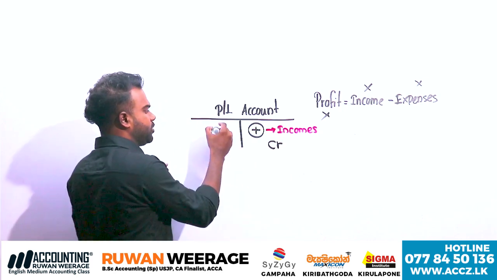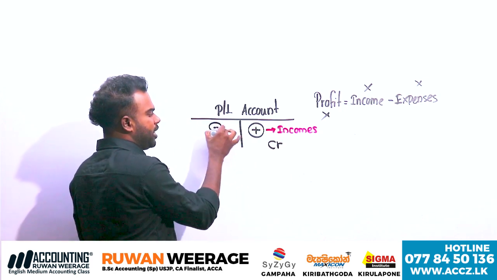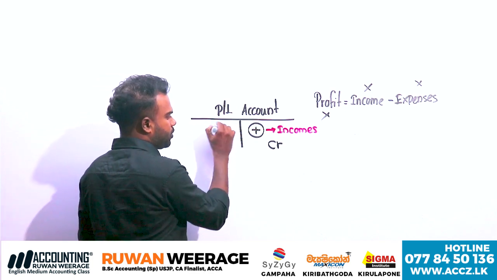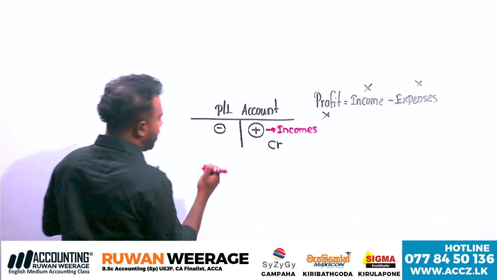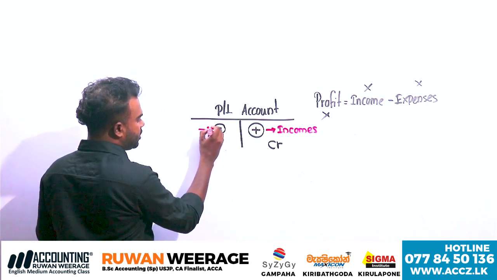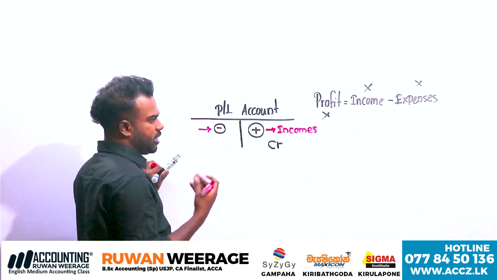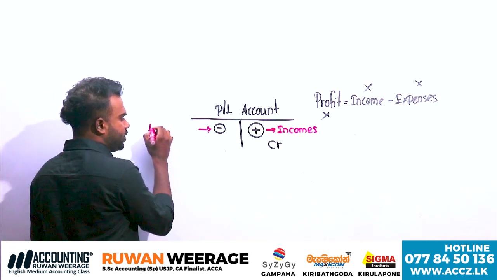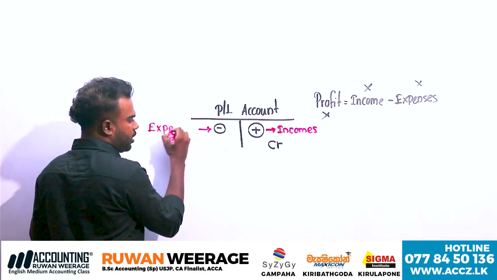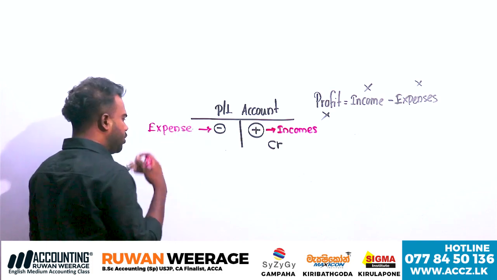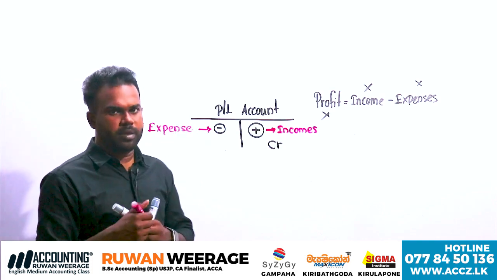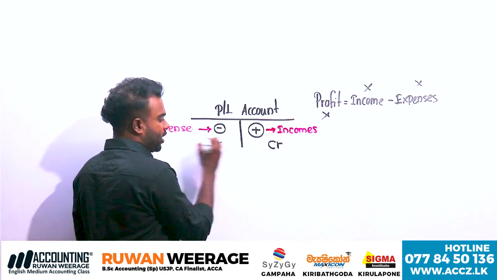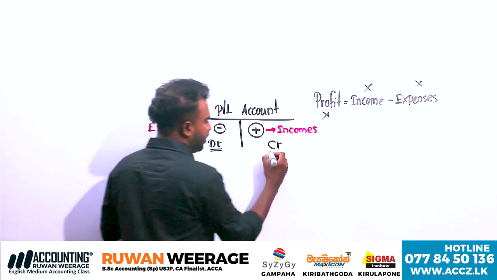So debit means like expenses. What's the normal balance of expenses? Debit balance: electricity debit, salary debit, all the things debited. Therefore, expenses we call P&L debit. P&L debit means it decreases the profit, and credit increases profit.